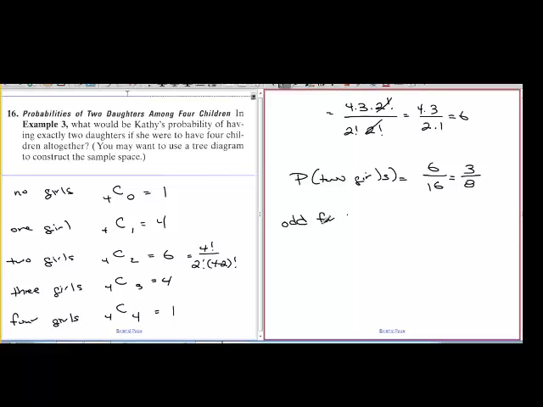And the odds for 2 girls would be 3 to 5. And the odds against would be 5 to 3. I mean, the most likely situation is to have 2 boys and 2 girls.